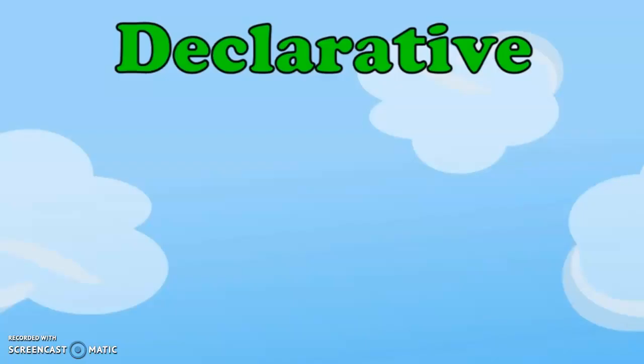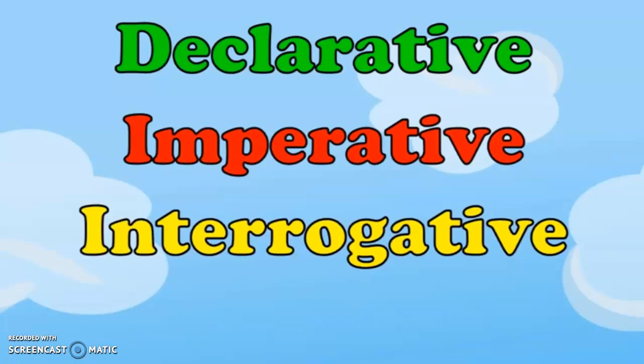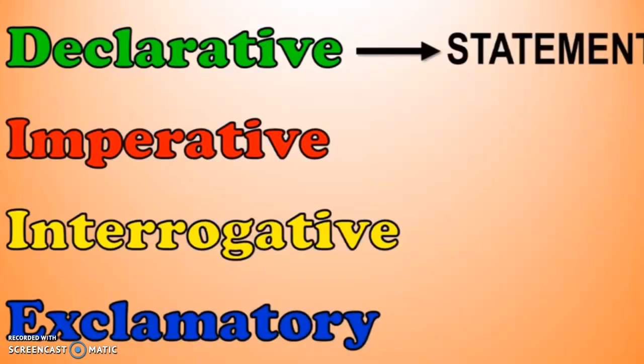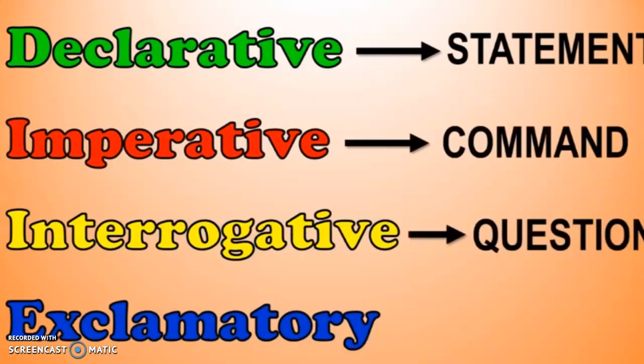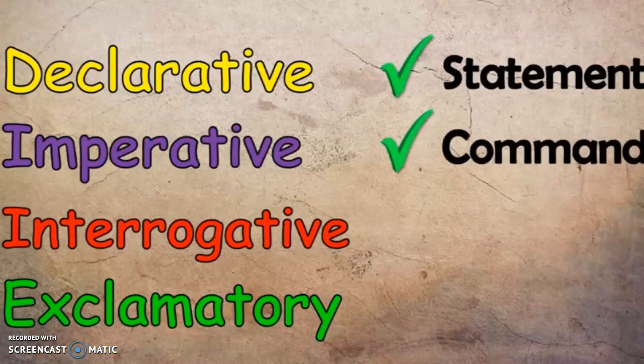Declarative, 4 types of sentences. Imperative, 4 types of sentences. Interrogative, 4 types of sentences. Exclamatory, 4 types of sentences. Declarative, statement. Imperative, command. Interrogative, question. Exclamatory, shout.